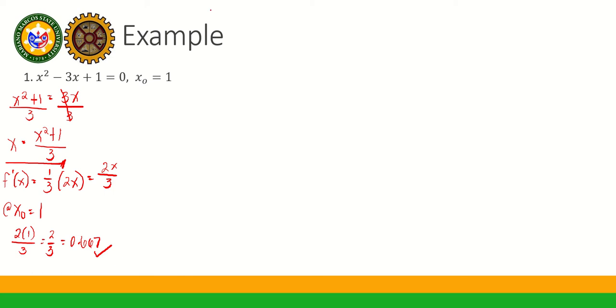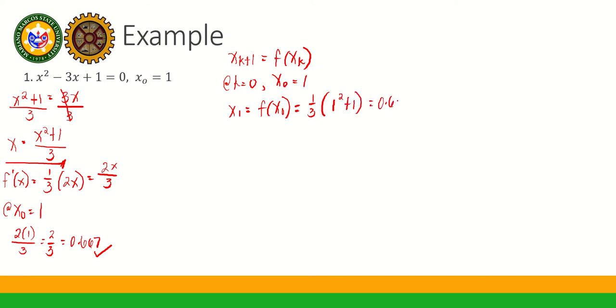Okay. So, our iterative formula is x sub k plus 1 is equal to g of x sub k. So, at k equal to 0, that is x sub 0. So, our x sub 1 is equal to g of x sub 0. So, this will be equal to 1 over 3 times x sub 0, which is 1, so 1 squared plus 1. So, this is equal to 0.667. Ito ngayon si x sub 1 natin. Now, at k equal to 1, x sub 1 natin is equal to 0.667.